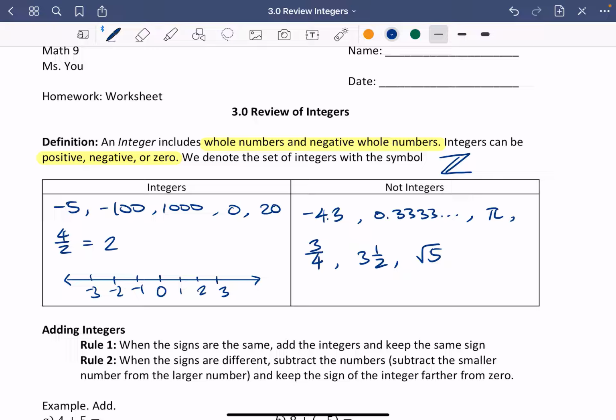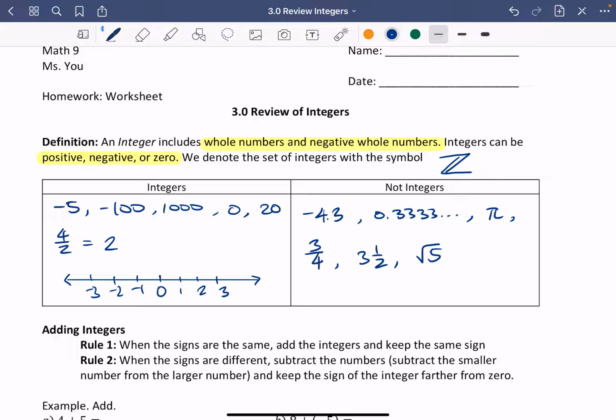Let's learn how to add integers. Or let's review how to add integers. So I have two rules. When the numbers have the same signs, then you're going to add the integers and keep that sign. That's the first rule. Second rule, if the two numbers have different signs, you're going to subtract the numbers, and then you're going to keep the sign of the integer that's further from 0.